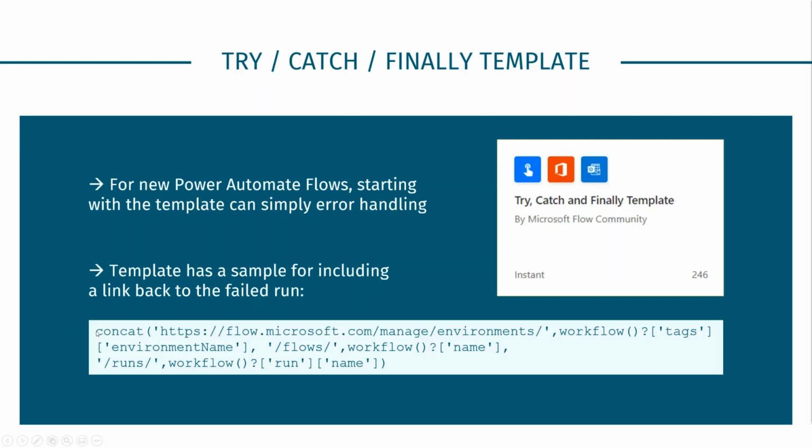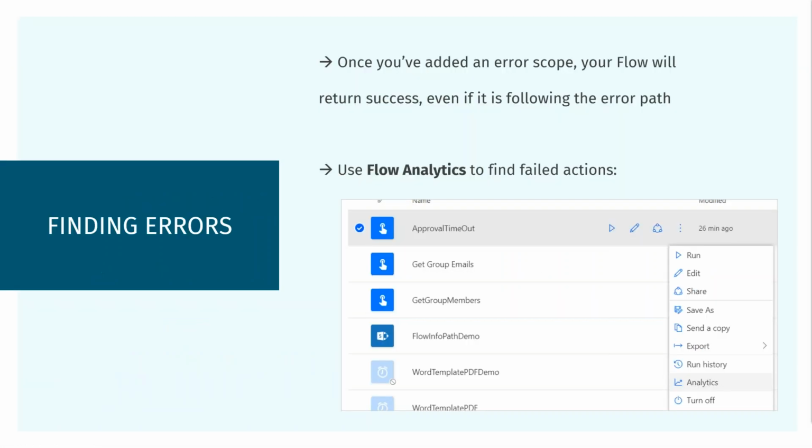So this template, this link itself, is just a very useful thing, and I've retrofitted some of my error handling flows to include that information. It's a pretty straightforward template and easy to use. Now, as I mentioned, this is going to return success when we've got that error scope, as long as our error scope doesn't have errors in it, even if it's following the error path.